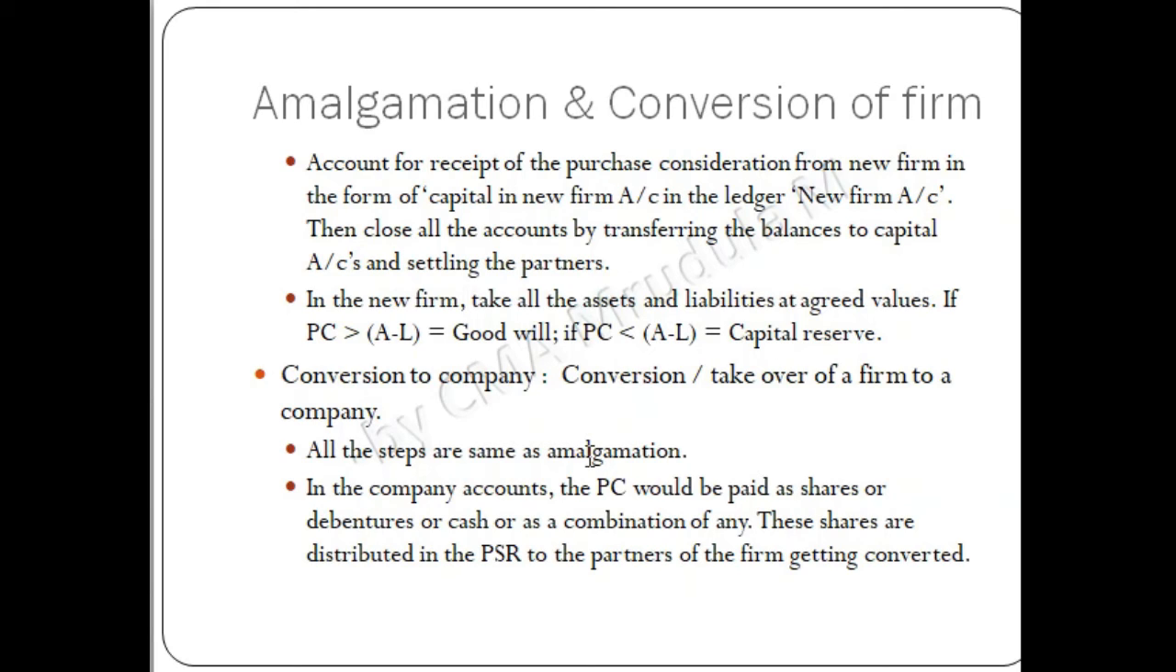The second scenario is conversion of the firm into a company. That is, a company is taking over the firm. The steps would remain the same as amalgamation. Bring in all the liabilities into realization account, calculate the purchase consideration and take that as well in the realization account, divide the profit and loss and realization to the partners, open new firm account and settle that with a receipt of purchase consideration, close all the balances to settle the partners.